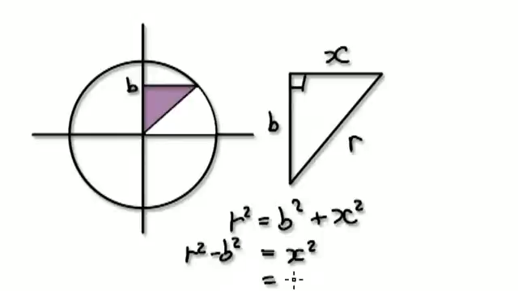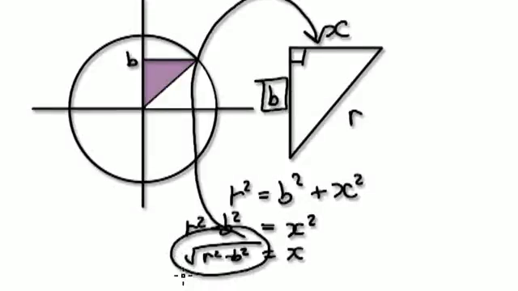That will then give us this, and then square root both sides. So that would give us the square root of r squared minus b squared. This here is our length here. Okay, so we would need to get b.